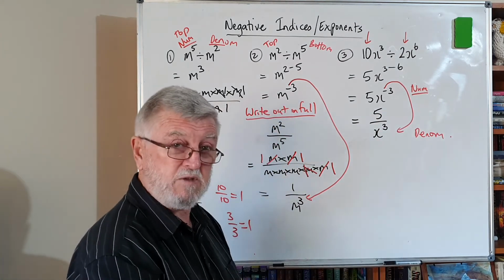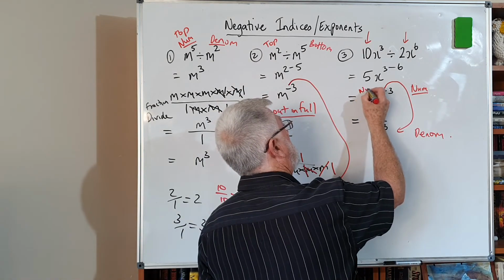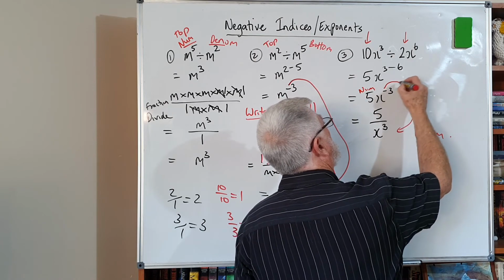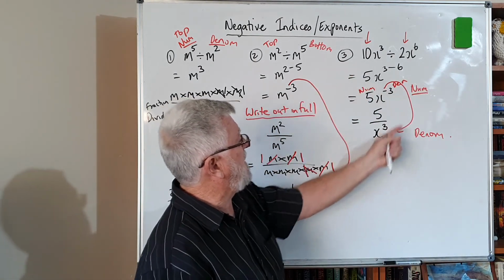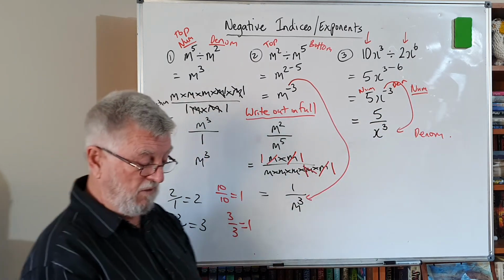With my senior classes, when it gets harder, it's amazing what people do when it gets harder. I write there that that's a numerator, and I write there that that little one here is going to become a denominator. So the 5 stays on the top, and the x to the minus 3 goes to the bottom, and you don't write it with minus 3 anymore.